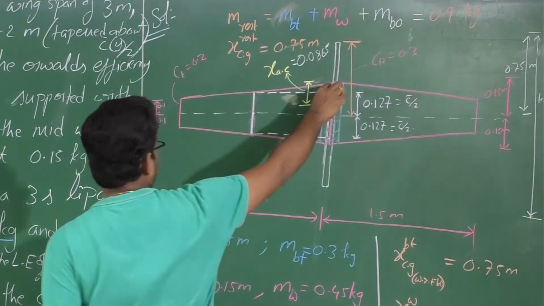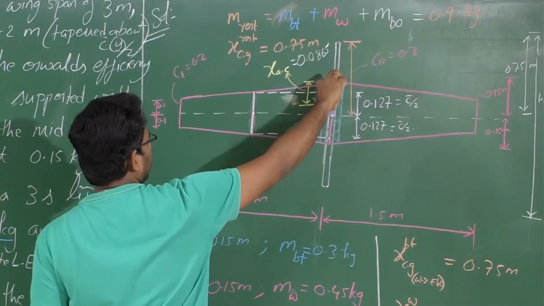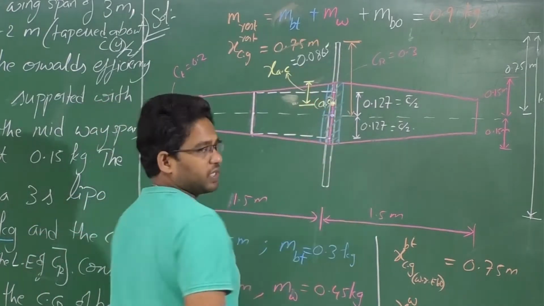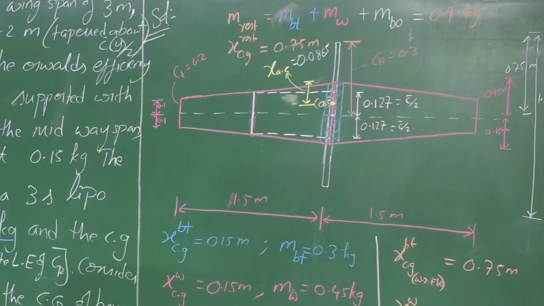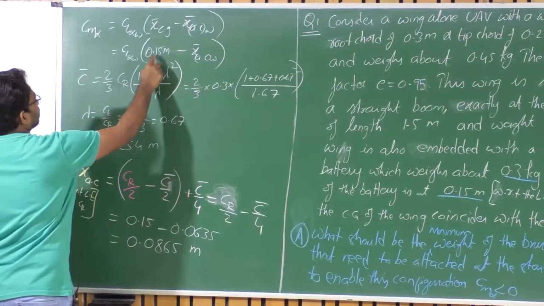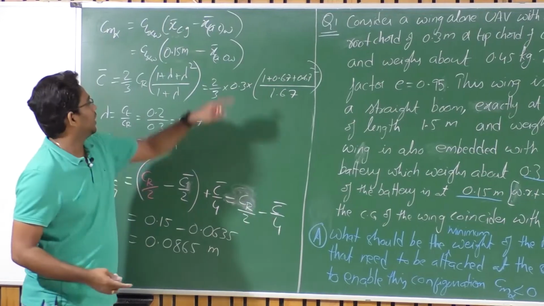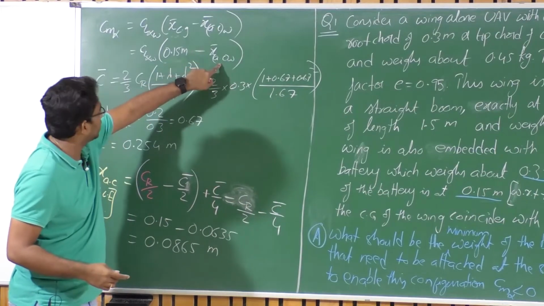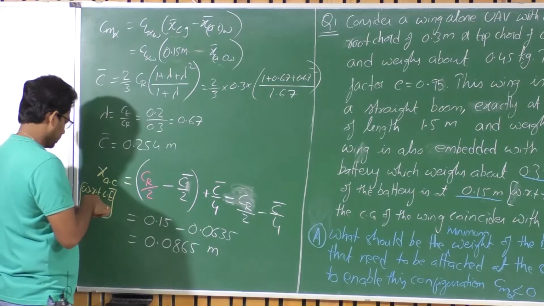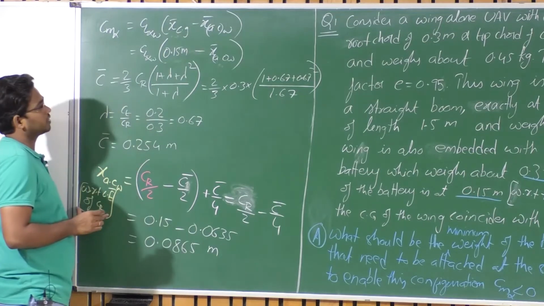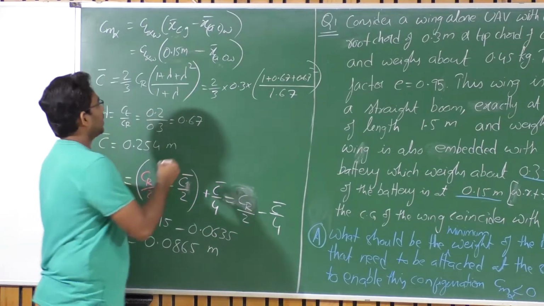So if you move down 8.6 centimeters with respect to the leading edge of the root chord, you will find your aerodynamic center here. So we got to know 0.15 is the CG with respect to the leading edge of the root chord, and now you know the aerodynamic center of the wing with respect to the leading edge of the root chord. So can I substitute that value here?